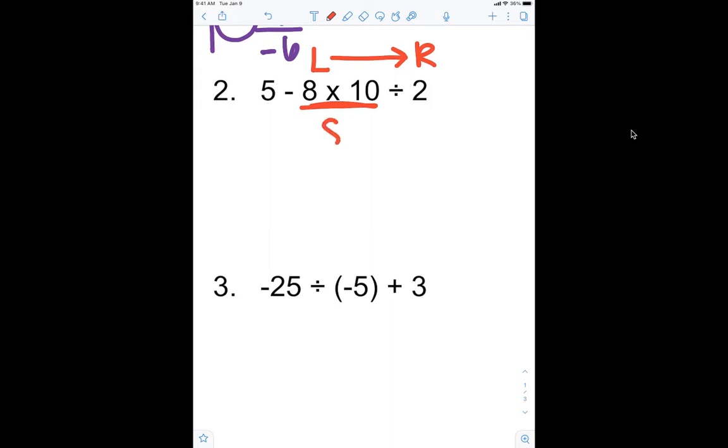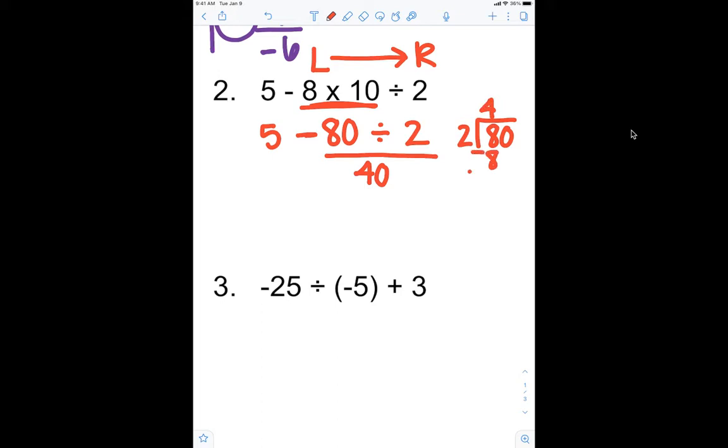So 8 times 10 is 80. And I've got 5 minus 80 divided by 2. I'm copying it all down, keeping it nice and pretty. Then I divide 80 divided by 2. Well, that's kind of hard, but I do know 8 divided by 2 is 4. And then I add that 0 on, so I know it's 40. Or if you needed to, you could come over here and draw your little house and know, okay, 2 goes into 8 4 times. 8 minus 8 is 0, and then I have to have a hat on top of that number 2, so 40.